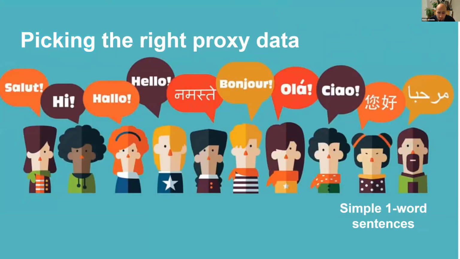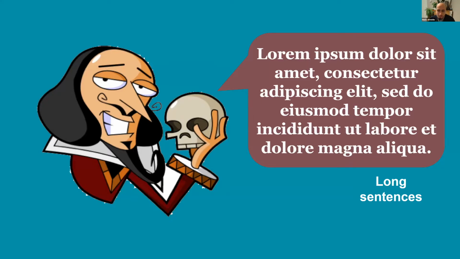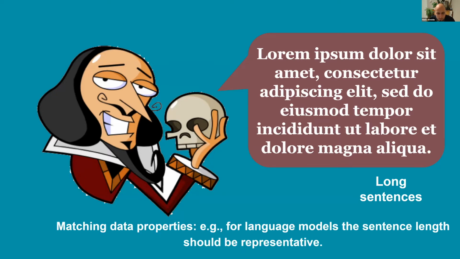Another thing is that imagine that you're training a speech model, for example, and you train it with simple one-word sentences. If then you go into the real world and suddenly you have very long sentences, you will have bad performance as well. So another thing is that you should be trying to match the data properties. So in the case of language models, the sentence length should be representative as well.